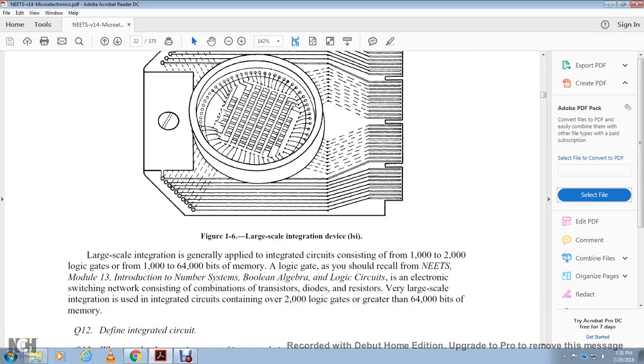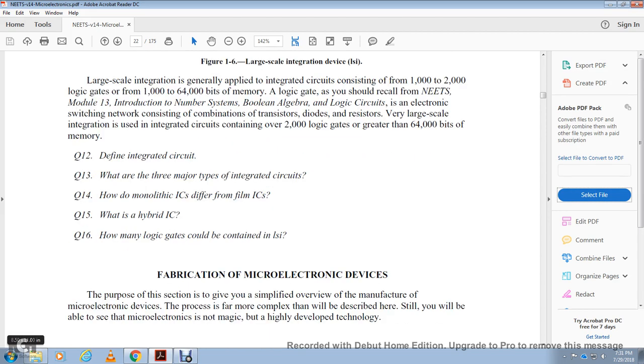Large-scale integration is generally applied to integrated circuits consisting of from 1,000 to 2,000 logic gates, to 64,000 bits of memory. Logic gates should be recalled from the Neets Module 13, which introduced Boolean logic circuits in electronic switching networks consisting of combinations of transistors, diodes, and resistors. Very large-scale integration usually involves over 2,000 logic gates and more than 64,000 bits of memory.